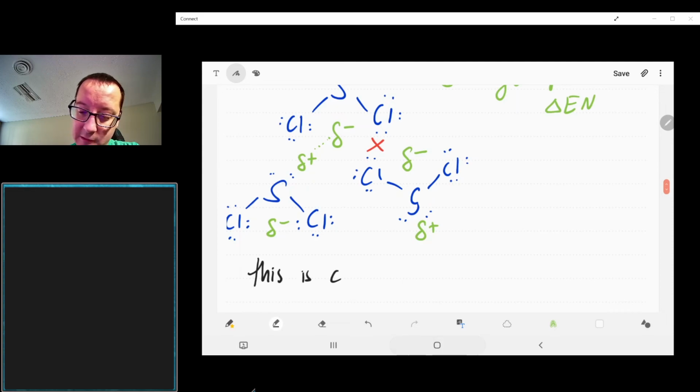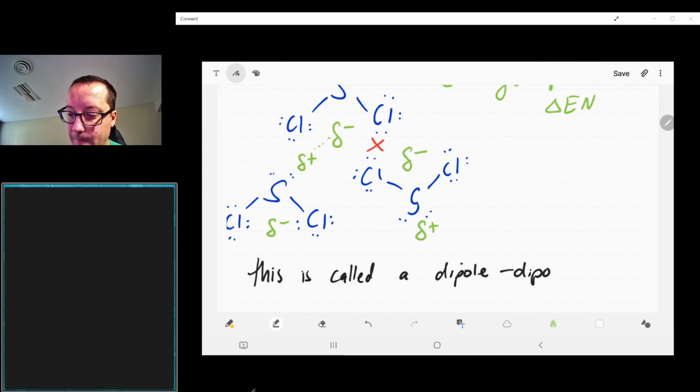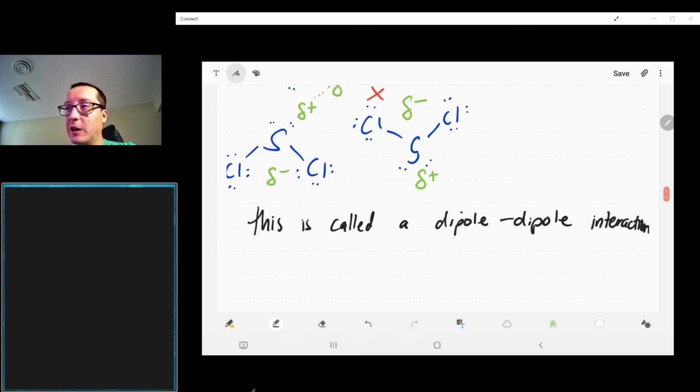This is called a dipole interaction. So, hopefully the name is not too crazy. We have two polar things interacting. And remember, polar things have dipole moments that we talked about yesterday.